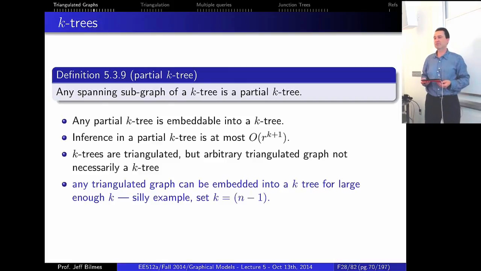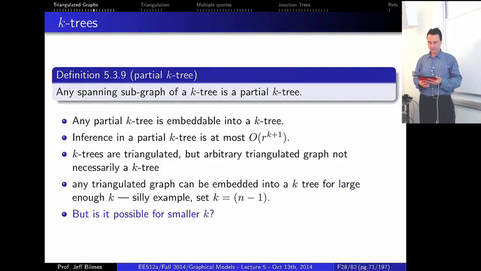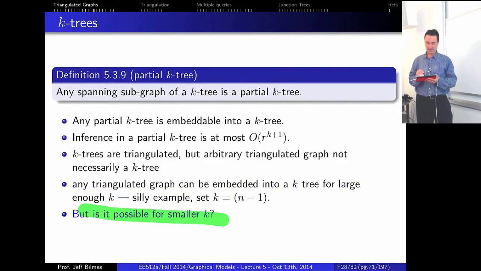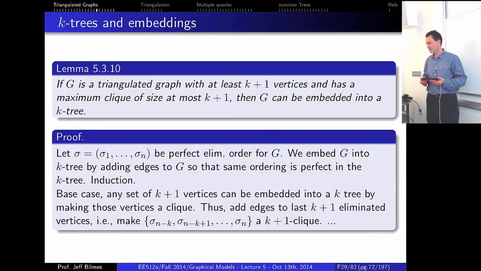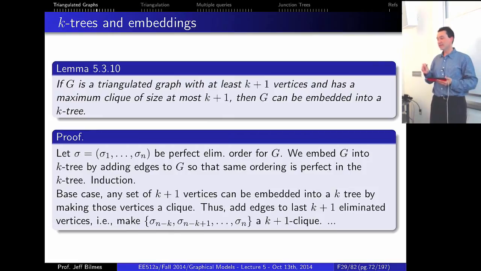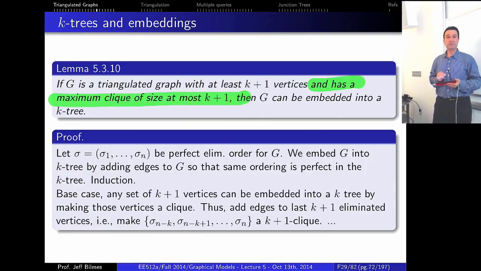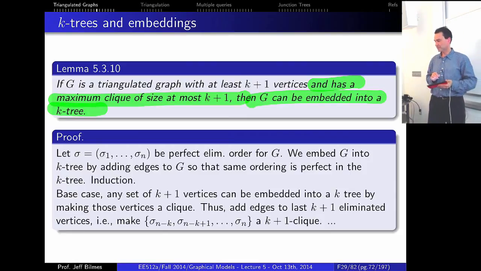Now the question is, and it gets much more interesting when you're asking, can you embed an arbitrary triangulated graph into a K-tree, or how do you embed a triangulated graph into a K-tree for the smallest possible K? And that's basically this question here. So the theorem says the following: if G is a triangulated graph with at least K plus 1 vertices, and it has a maximum clique of size at most K plus 1, then G can be embedded into a K-tree.